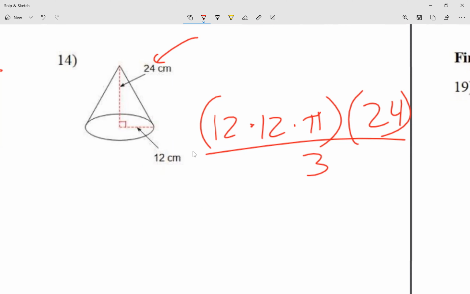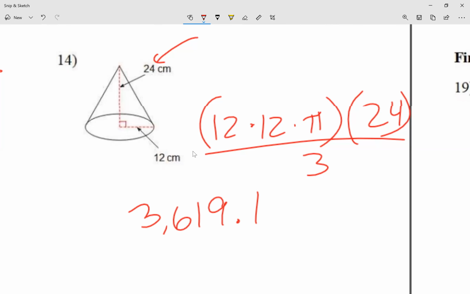If I ask you for the nearest 100th, well, 2 decimal places, or 3 decimal places, or 4, as many as you're asked for. In my notes, I'm going to round it to 1 decimal place. So I'm going to do 3,619.1.